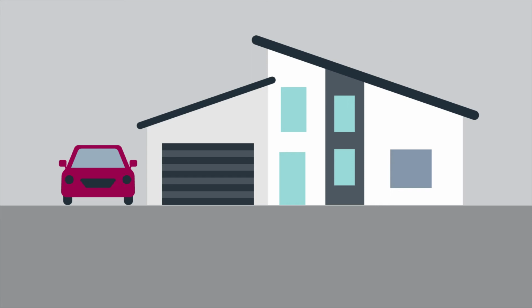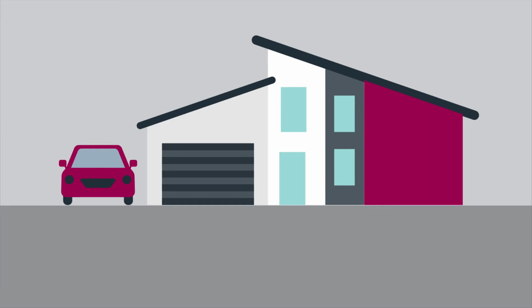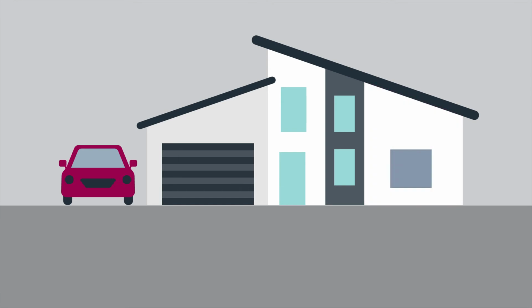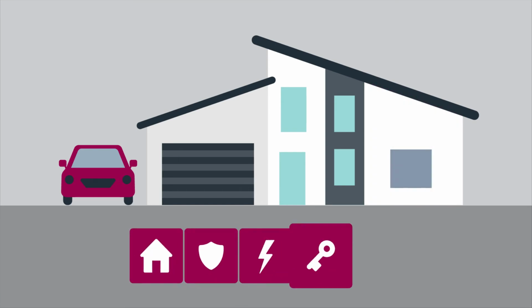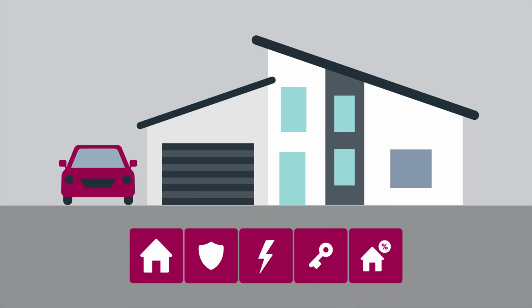Alan has an office based in his home. As he has set aside this office exclusively for business use, he is able to claim a percentage of his household expenses in his tax return. Common examples of household expenses are rates, insurance, power, rent, and interest on your mortgage.